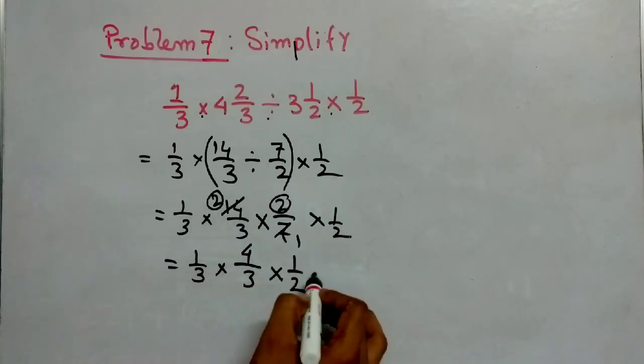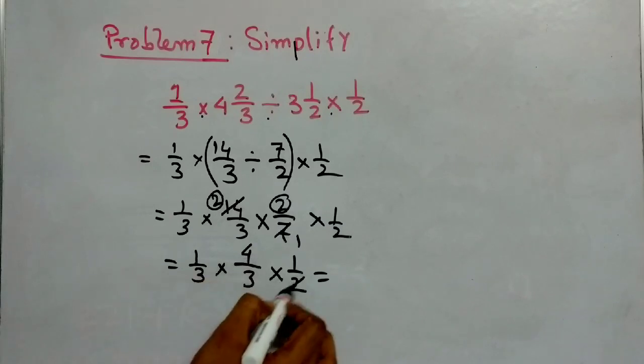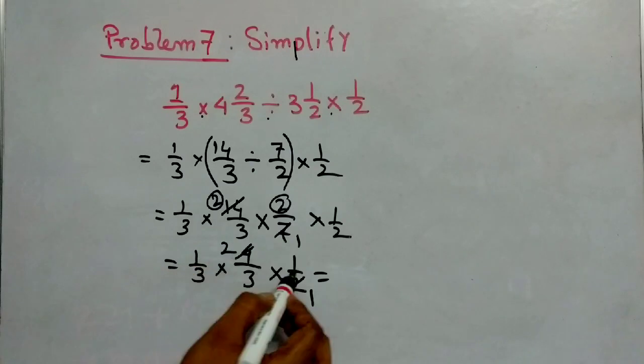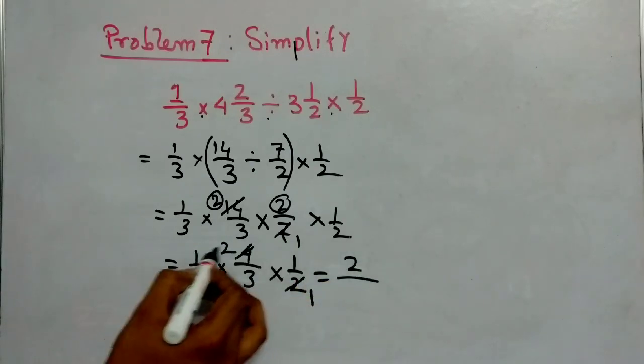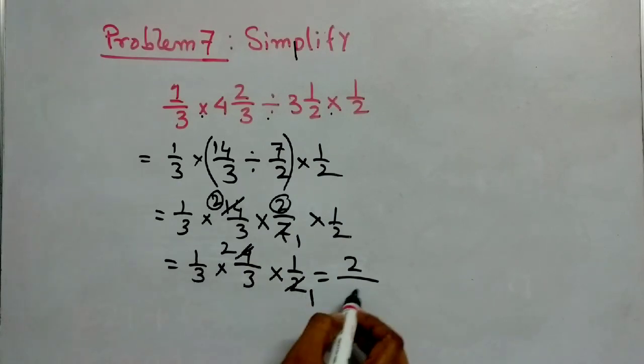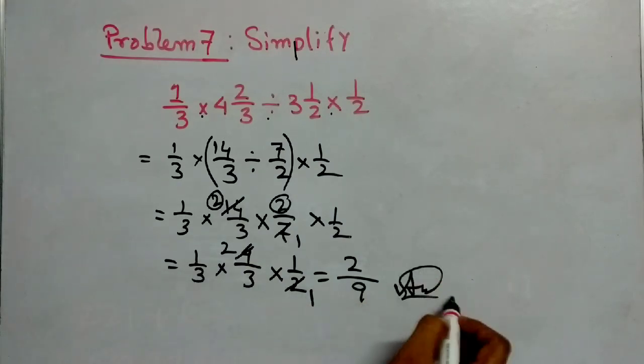Okay, so this is 4. So 2 1s are 2, 2 2s are 4. So in the numerator there is 1, 2, 1. That means 2, because 1 into 2 and 2 into 1, this is 2, and in the denominator it is 3 and 3, that is 9, and here it is the answer.